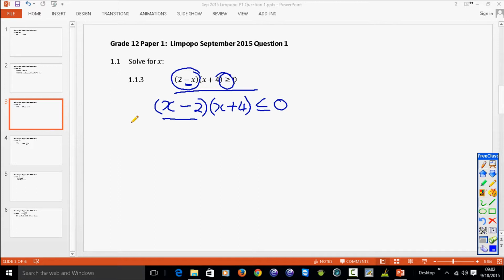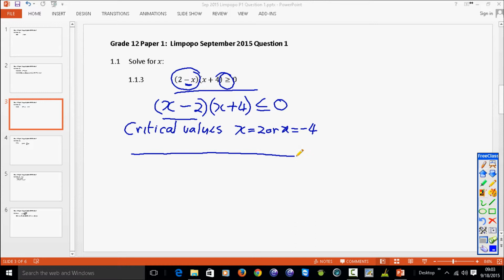You always have to write down the critical values. Those are the values of x that will make the left-hand side equal to 0. So it's x is equal to 2 or x is equal to negative 4. Now there's a shortcut to the answer where you can just say x is a number between the smallest one and the biggest one. Or let me explain once again how we get to that answer.